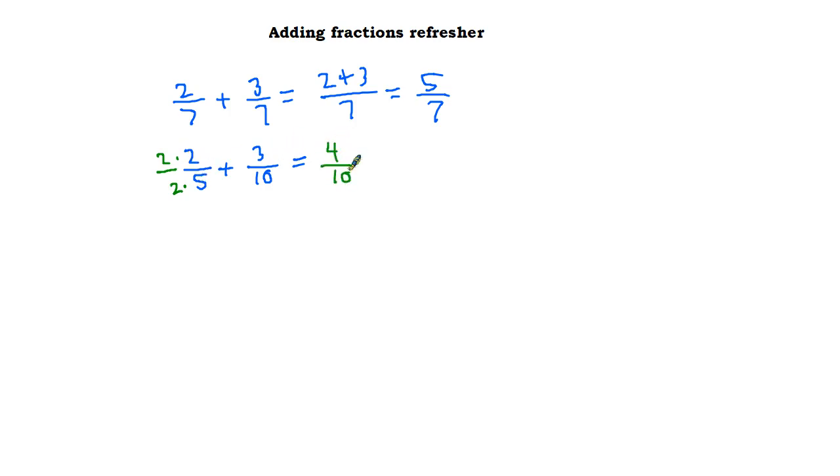So now I can go ahead and add these two together because they now have like denominators. So 7 over 10. All right, so that's not so terrible. Hopefully you recall that sort of thing. But we do have a slightly trickier situation. What about when we have something like this?